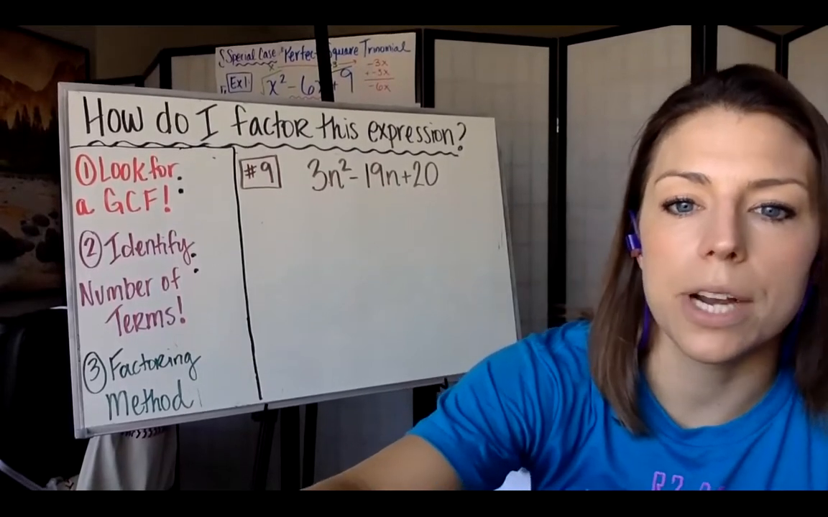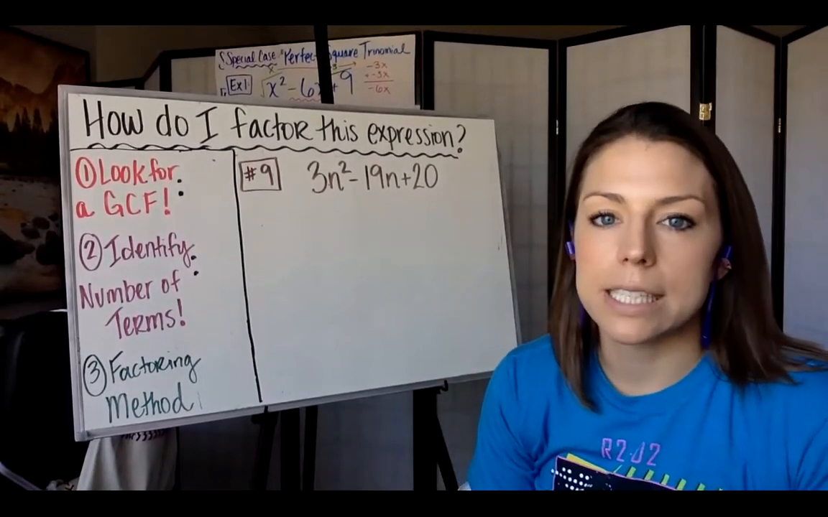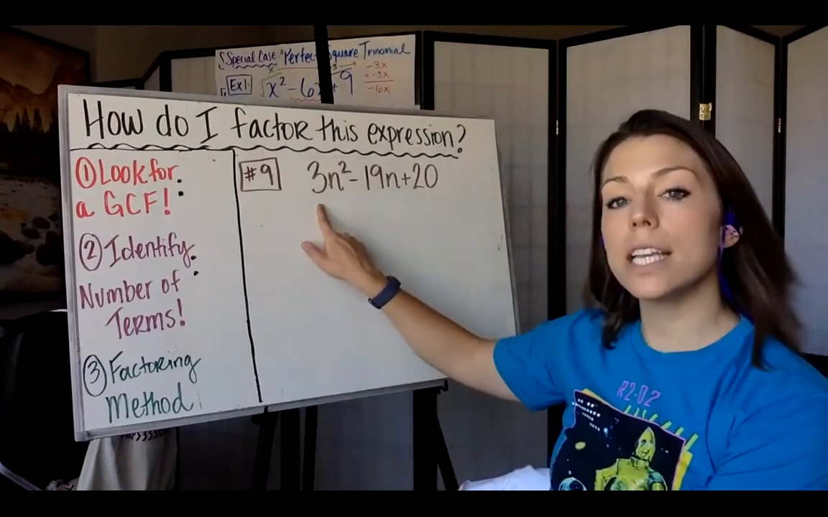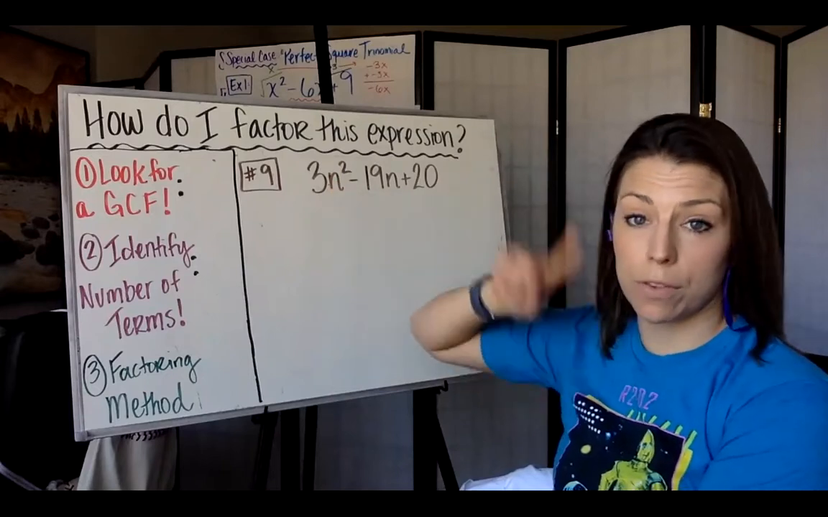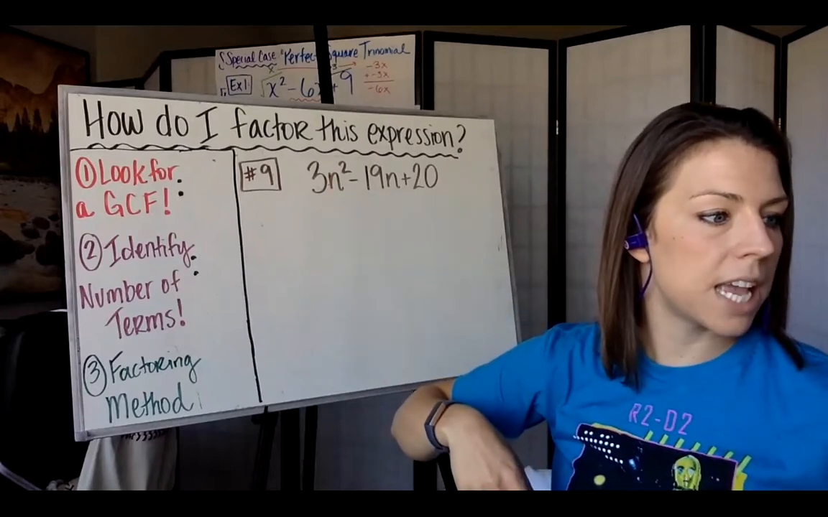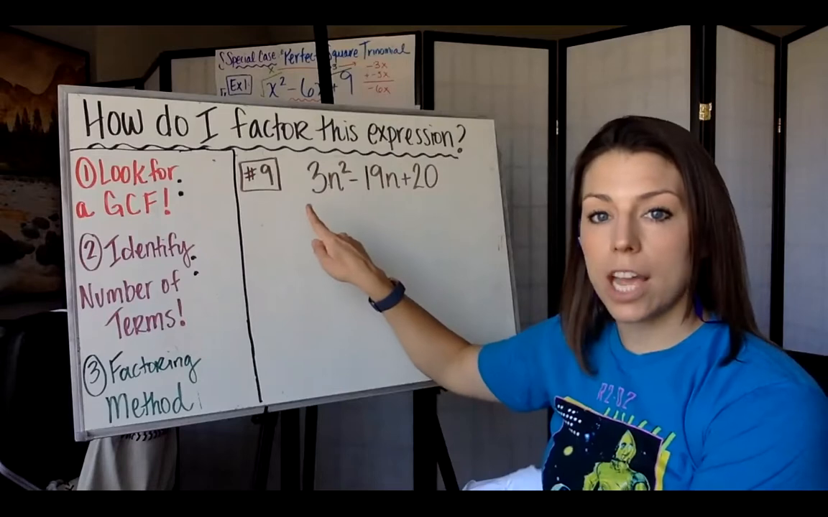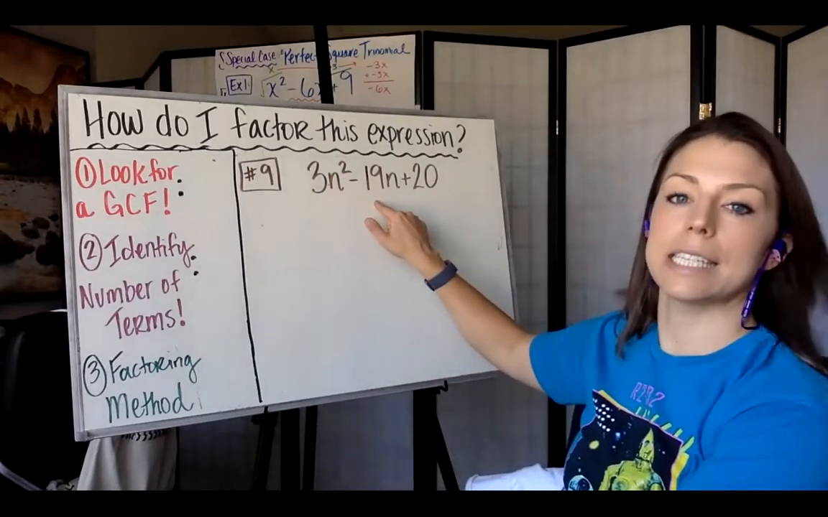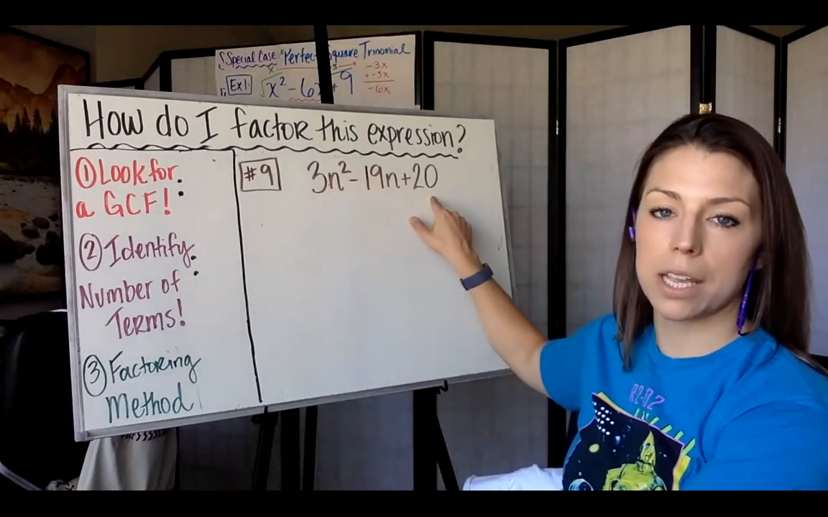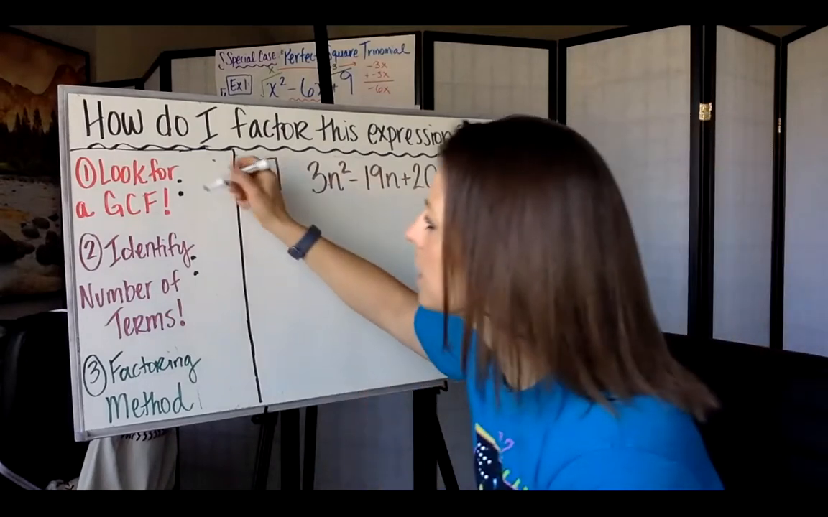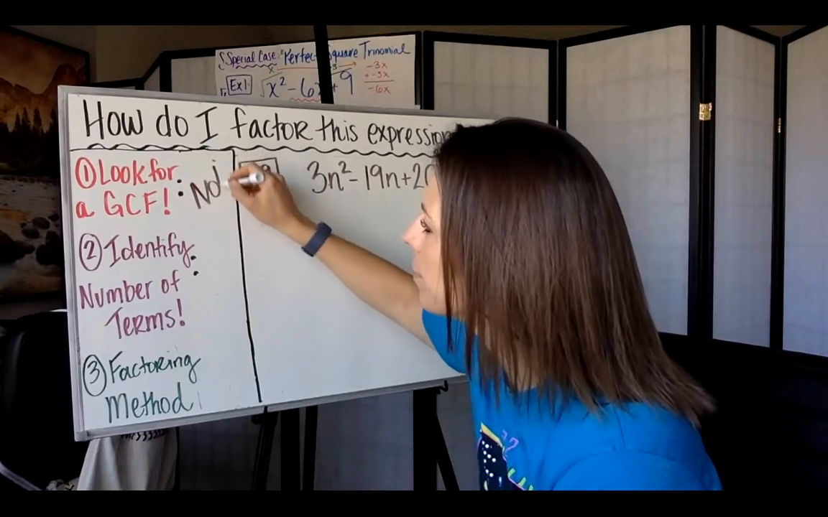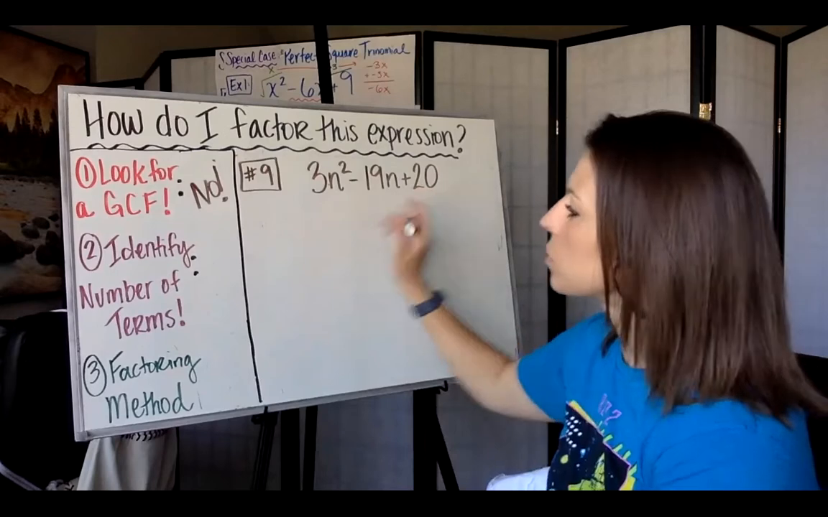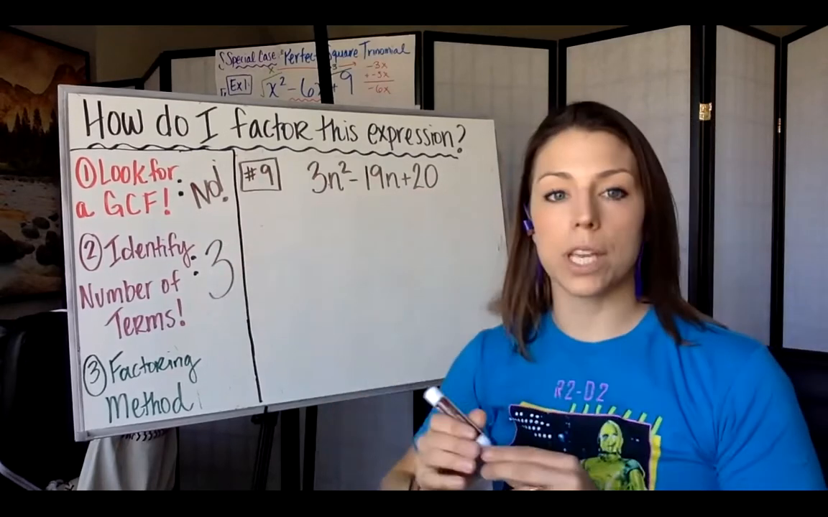So here we go, number 9. 3n squared minus 19n plus 20. Step 1, look for a GCF. There is a leading coefficient here. So if you remember from, I think it was number 5, check to see if that number is a factor of the other two. So does 3 go into 19? No. Does 3 go into 20? No. So in this case, there is no GCF. Okay, identify the number of terms. 1, 2, 3. This has 3 terms.